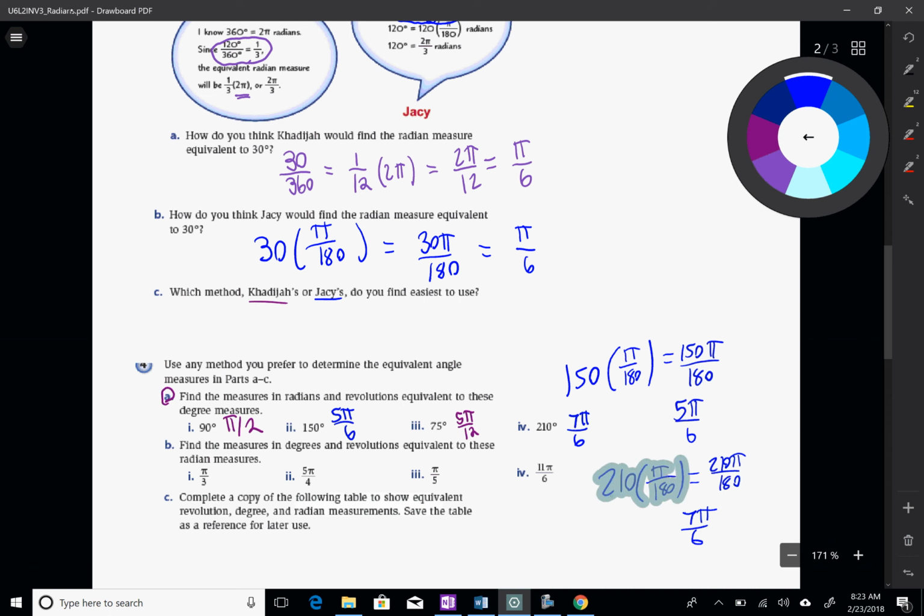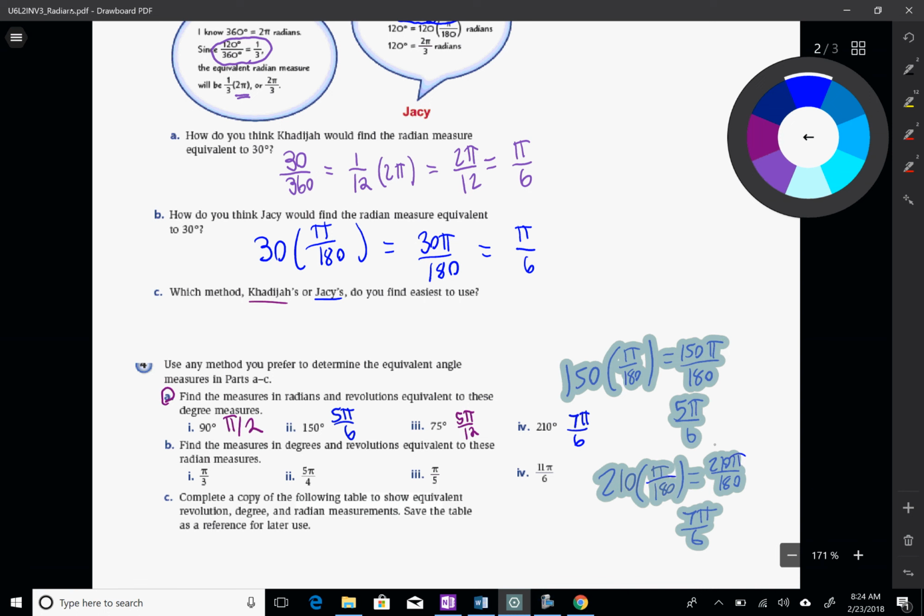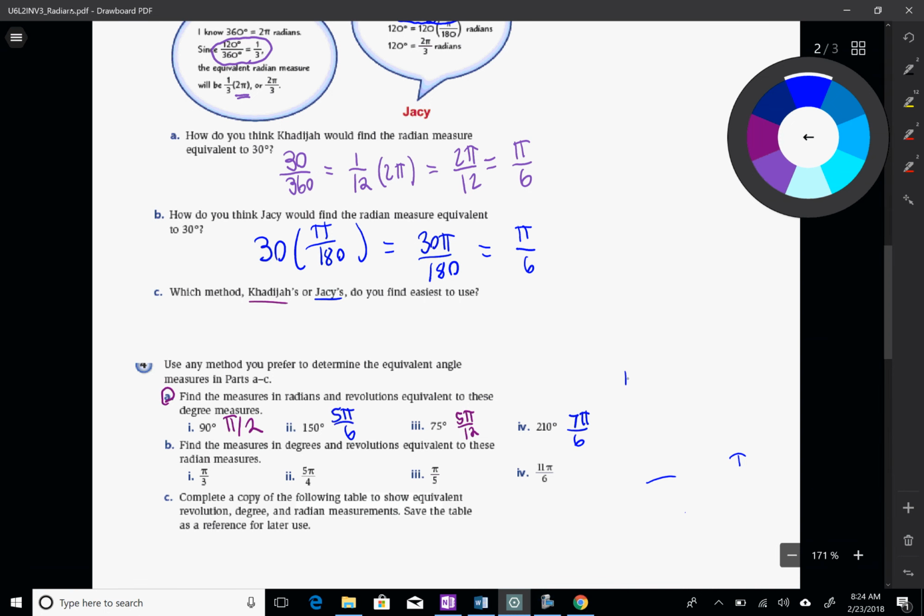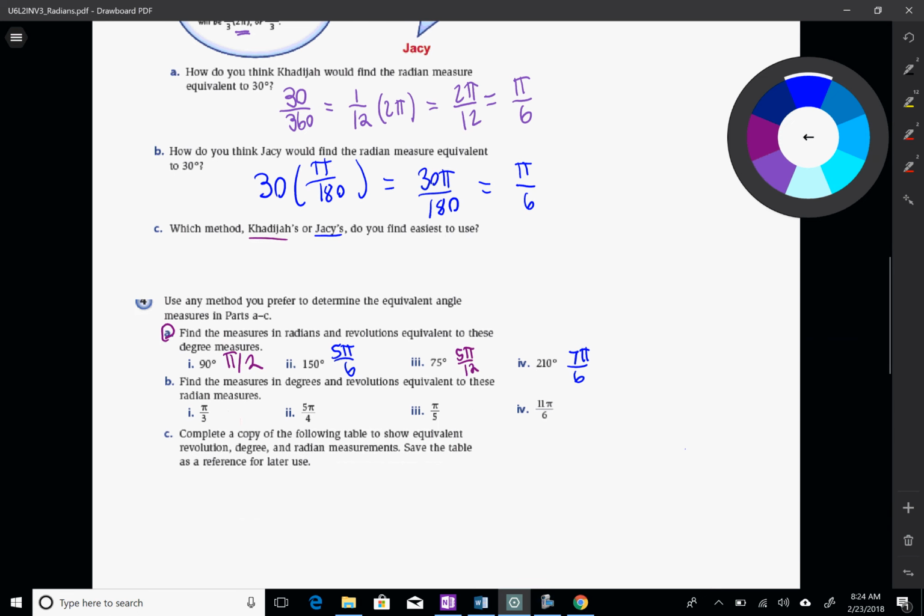Cool. So now we want to talk about in part B, how do we convert from radians to degrees? You can use either method, you just reverse the thinking. It turns out to be a little harder with Khadijah's method because you get fractions on top of fractions, because a lot of radians are given as fractions, as you see all 4 of these are. So that method isn't necessarily the easiest. So I prefer to use JC's method when converting from radians to degrees.